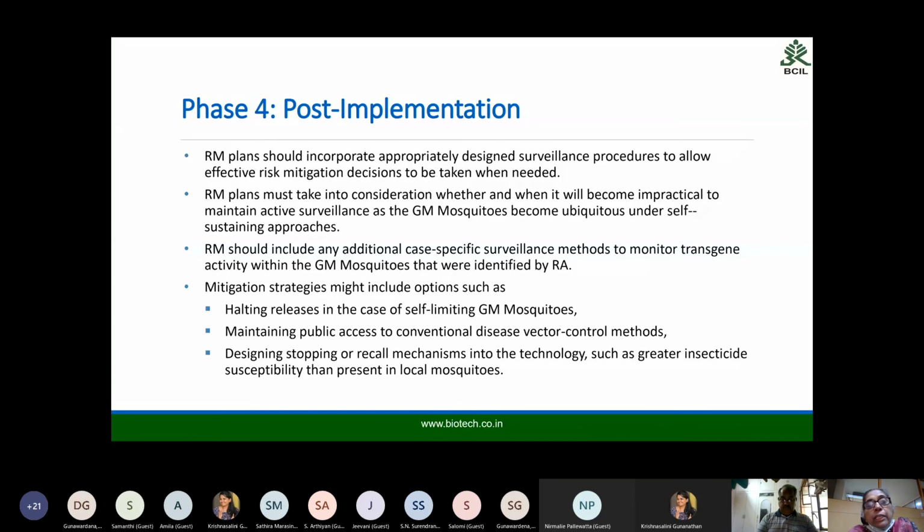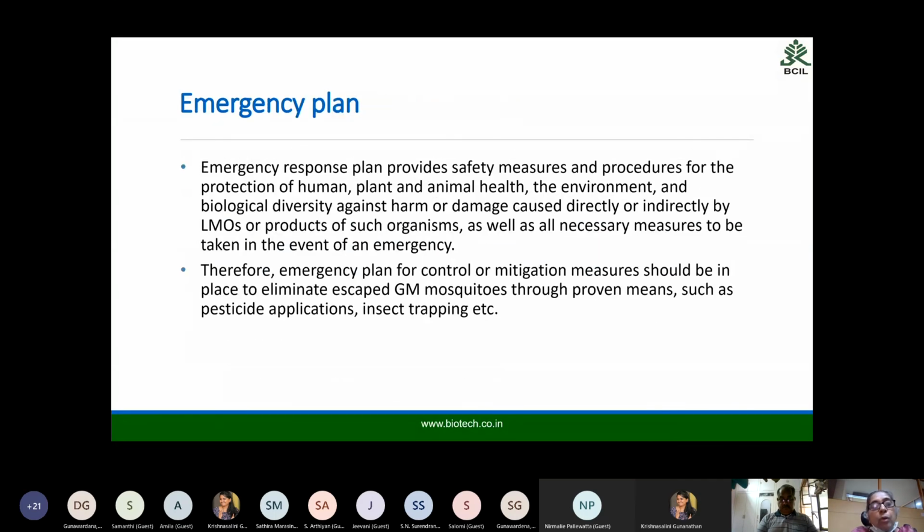Risk management should include any additional case-specific surveillance methods to monitor transgene activity within the GM mosquitoes that were required by the risk assessment. They should also have options such as halting the releases in the case of self-limiting mosquitoes, and maintaining public access to the conventional disease vector control systems. You see, these are all new technologies. If by chance it fails at some stage, we should maintain public access. Don't stop those methods; they should be available. Also, design stopping or recall mechanisms into the technology, such as greater insecticide susceptibility than present in the local mosquitoes.